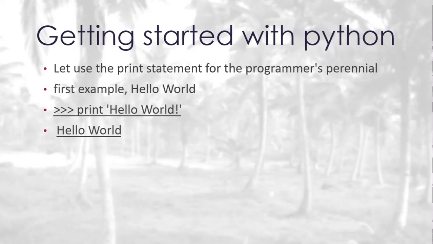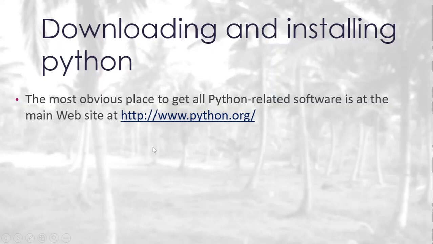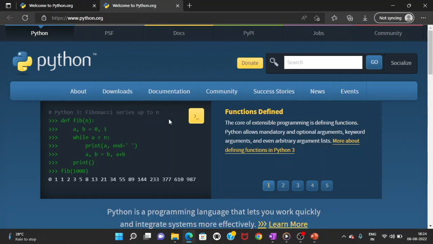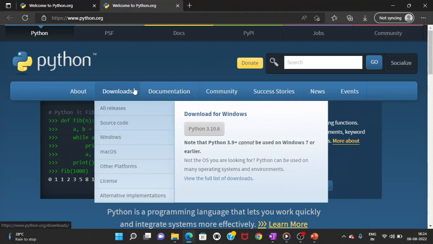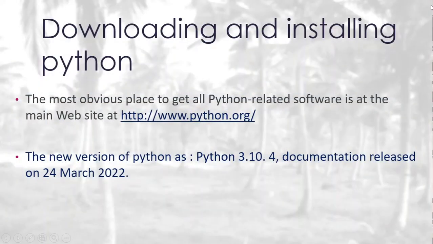Next we will move to the setup of Python: downloading and installing the Python programming language. This is the official website for downloading Python. This is the interface of the Python website. It is available for Windows, Linux or Unix, macOS, and others. The new version of Python is 3.10.4. Further we move into the features of Python.